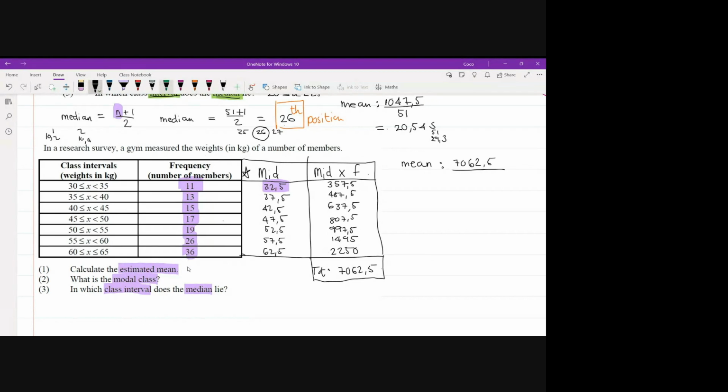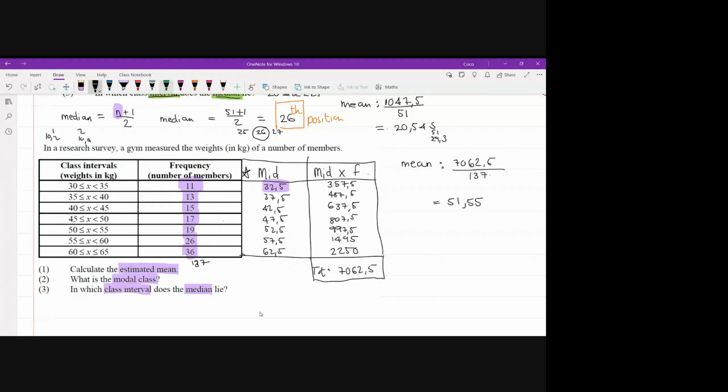7062,5, and the total of this column is 137, so we divide by 137. And as an answer for our estimated mean, we get 51,5. All right, anybody else get that? All good? Even if we didn't get that, thumbs up, do we understand how we got there? All right. Lovely. Okay, so we know what the estimated mean is, 51.55.